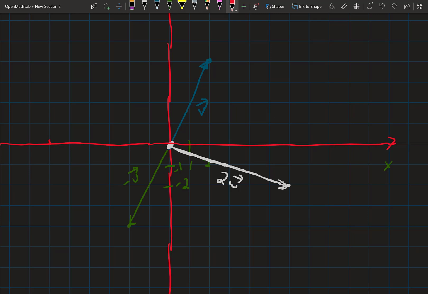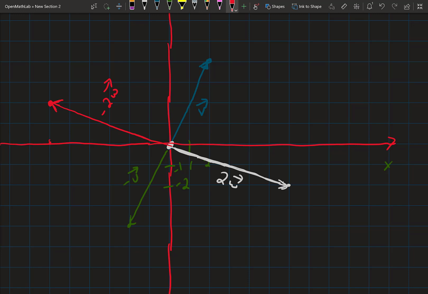1, 2, 3, 4, 5, 6. And then I went down 2 units, so I'm going to go up 2 units. So I get a point here. So then the line between here and going this direction, this is negative 2W. So we had drawn that.